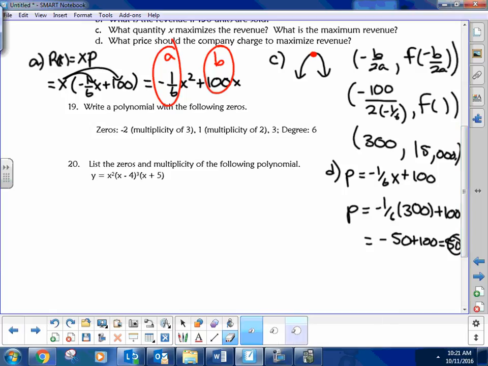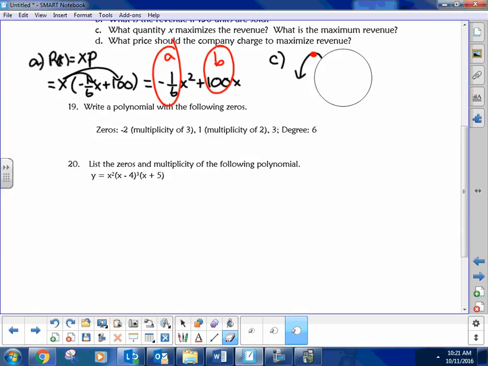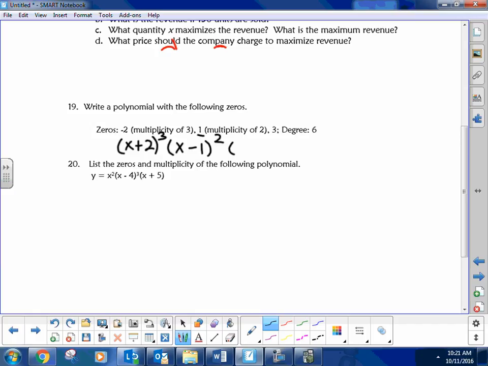All right, excellent. Let's move into this next part, which is write the polynomial given the following zeros and multiplicities. In this section, the 0 means that you're guaranteed a factor like this. It has a multiplicity of 3. That means it's going to show up 3 times. This next one, 1, means that you have x minus 1, multiplicity of 2. And the last one is x plus 3.